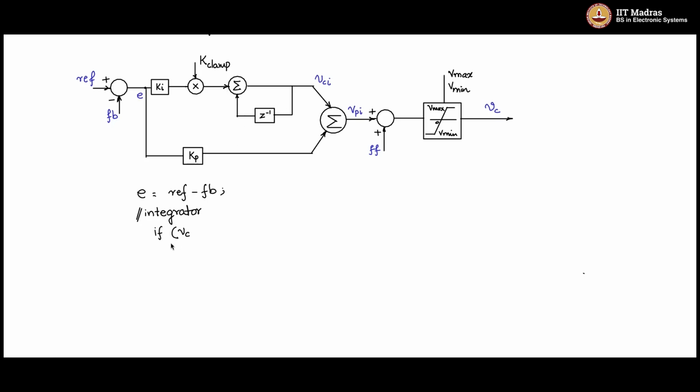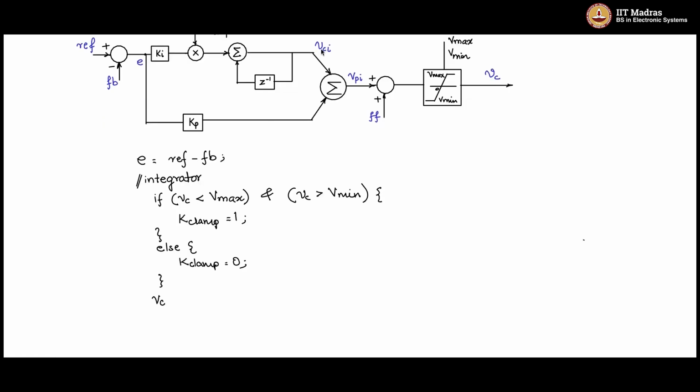part of the algorithm. So if Vc is less than Vmax, it is in the control band, and also that Vc is greater than Vmin, which implies that Vc is in the control band, then I want k clamp to be 1 such that the input signal is passed on to the accumulator. Else, I make k clamp equal to 0, which means that when Vc is falling outside of this control band, you make k clamp equal to 0.